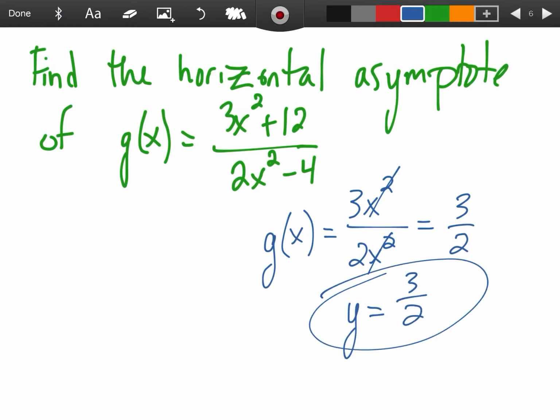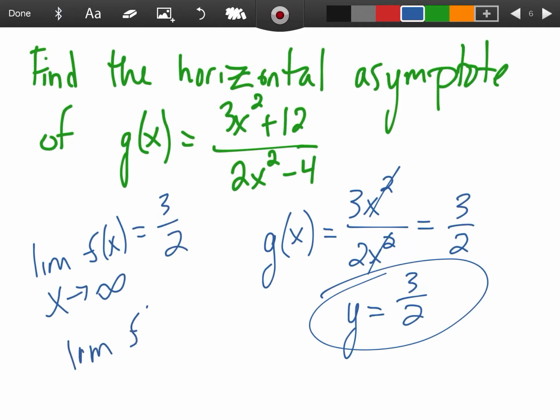All right, and again, we could write our left and right end behavior. The limit of f of x as x approaches infinity is 3/2. And the limit of f of x as x approaches negative infinity, so the left end behavior, is also 3/2.